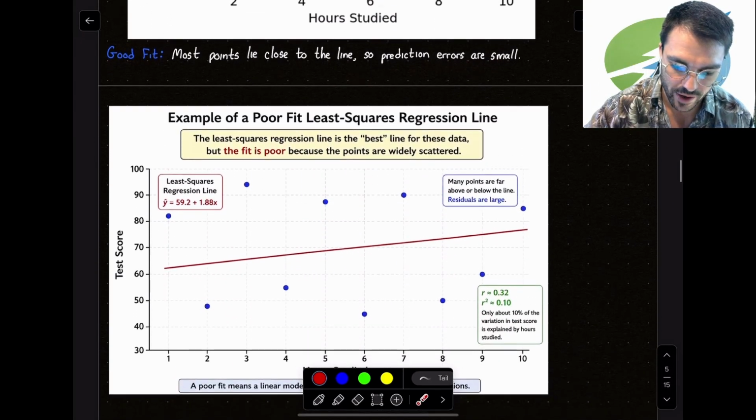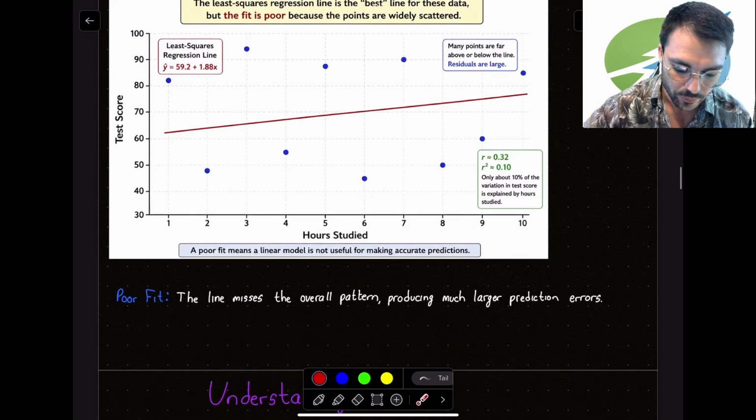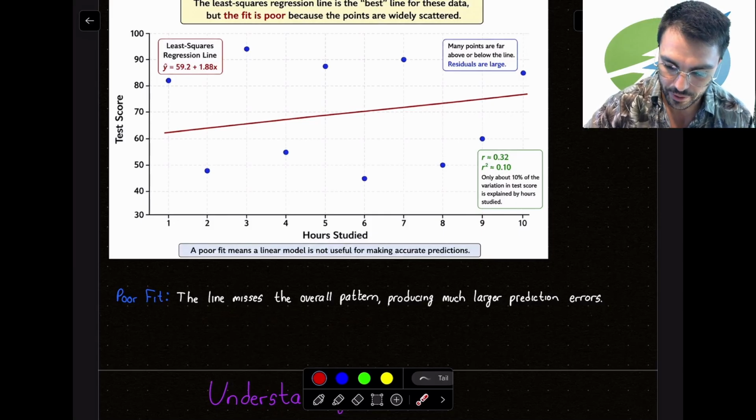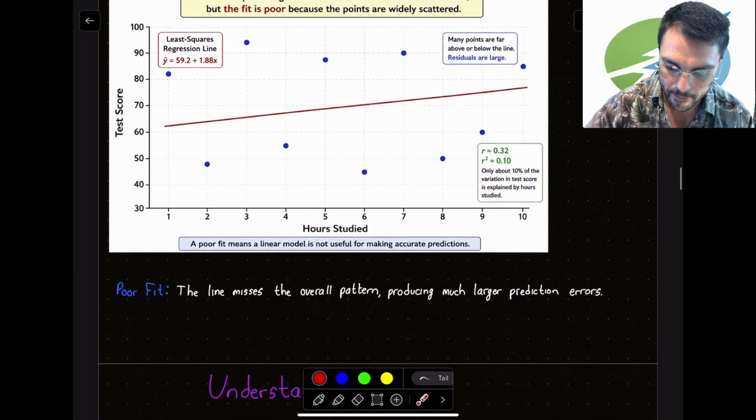So here's a poor fit regression line. Don't worry too much about the jargon going on. I just want to focus on, so the dots are over here. If we make our regression line for these points, they're all super far away. These residuals are very, very large. So poor fit, the line misses the overall pattern, producing much larger prediction errors. And you can see here we have our correlation calculated.